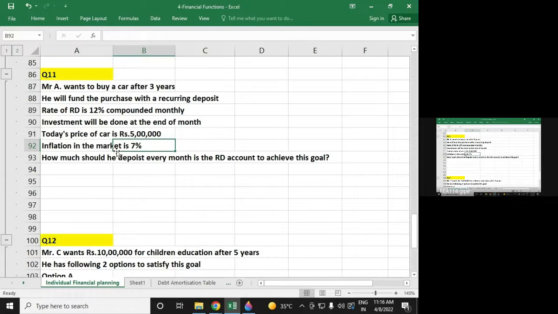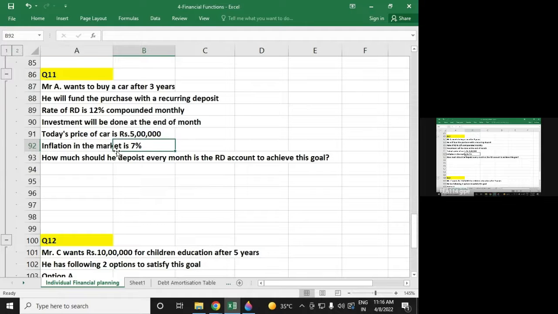Okay, for example, here we have A wants to buy a car, but not today, after 3 years. And the way he is going to fund the purchase is by starting a recurring deposit account from now. अभी से आरडी में थोड़ा थोड़ा पैसे डालेगा और आरडी का अमाउंट इतना बड़ा हो जाएगा कि 3 साल बाद वो निकाल के वहां से पैसे निकाल के कार खरीद लेगा. Rate of RD is 12% compounded monthly. And the price of the car he is aiming for is 5 lakh today. But the problem is price of car is going to inflate at 7%.